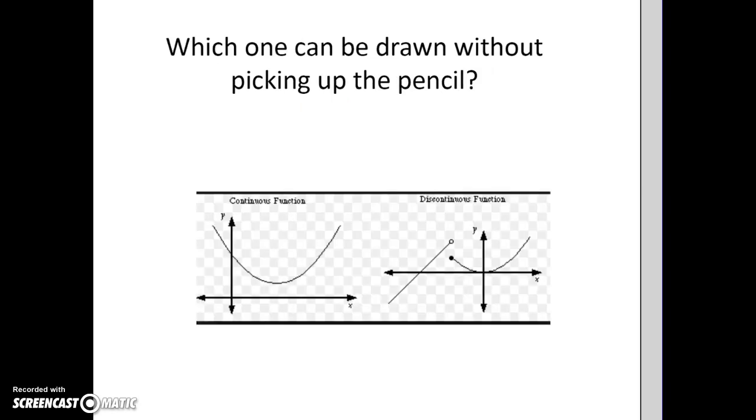Which one can be drawn without picking up the pencil? The one on the left is continuous. It is a smooth curve. The one on the right is discontinuous. It starts on the left, increasing, and then it stops, and it jumps. So there's a break here, and it goes along smoothly this way, but there is still this break right here, big break. And the break means that it is not continuous, it is discontinuous.